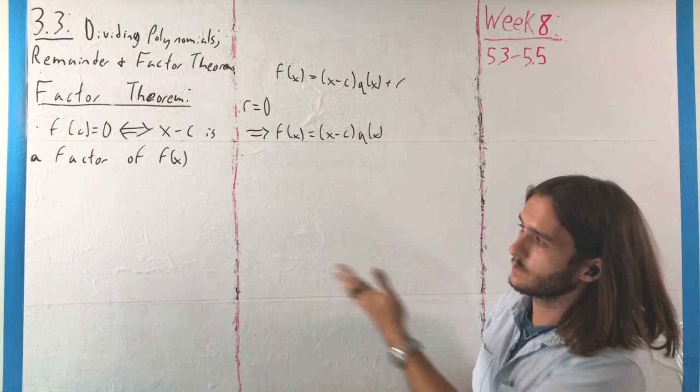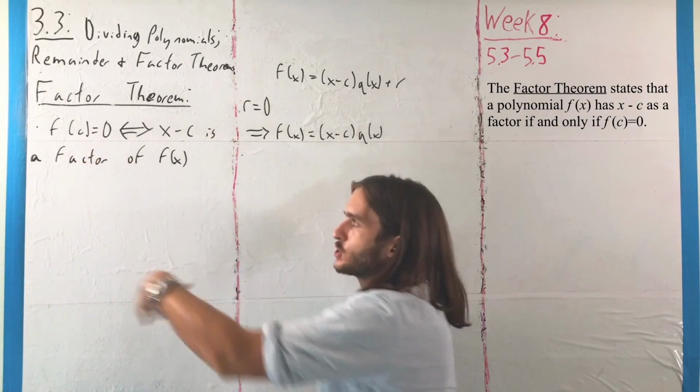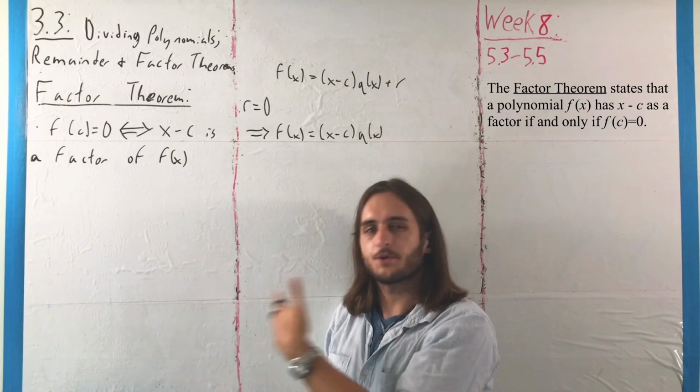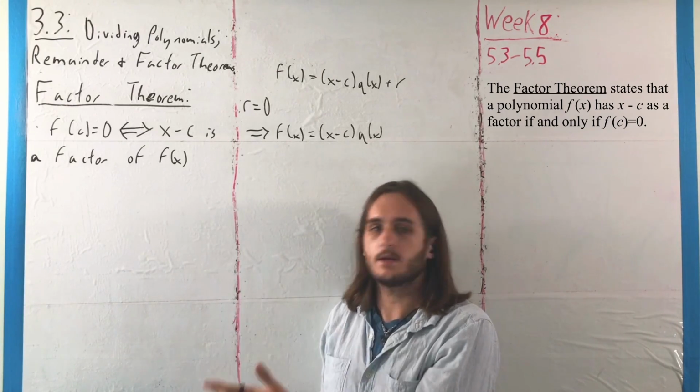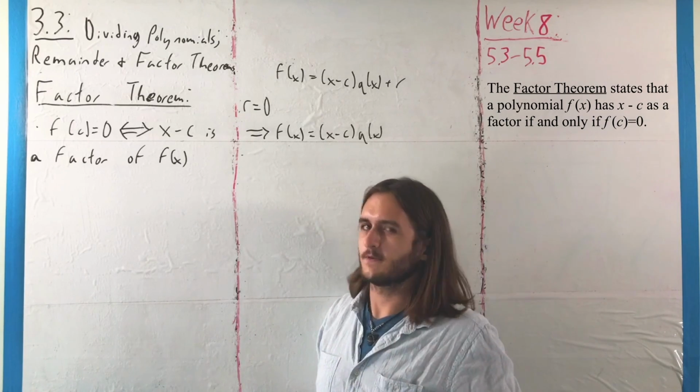of f. And that's what we call the factor theorem, that f of c being equal to 0 is actually equivalent to x minus c being a factor. That actually goes in both directions. Those refer to the same thing, just in opposite ways. They're kind of inverses of each other in terms of logic.